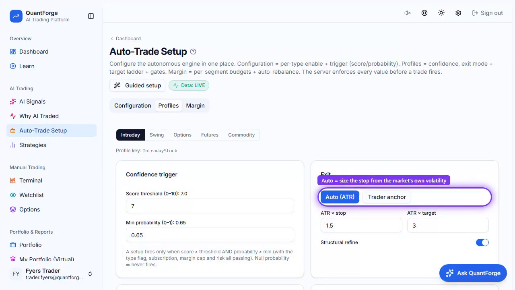Which is better? Auto is usually the wiser default, because a volatile stock genuinely needs a wider stop than a calm one, and a fixed percentage cannot know that. But if you have a firm risk per trade in mind, the anchor respects it. Neither is careless, both always produce a real, protective level.